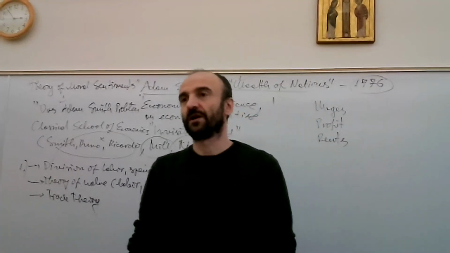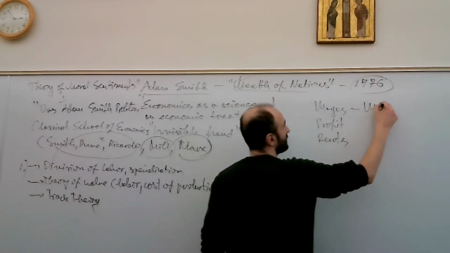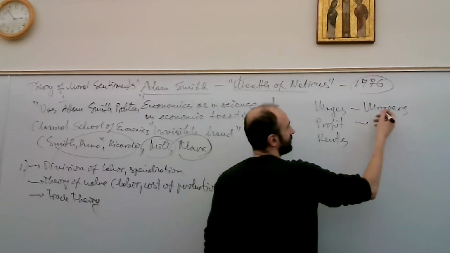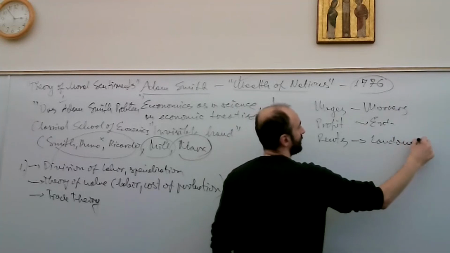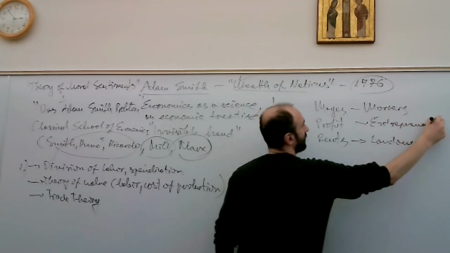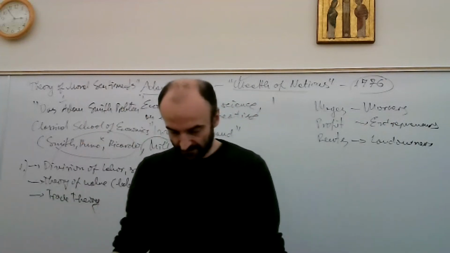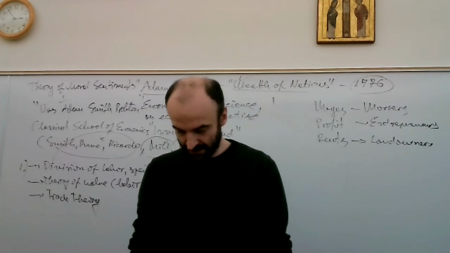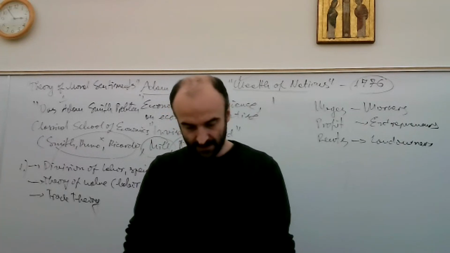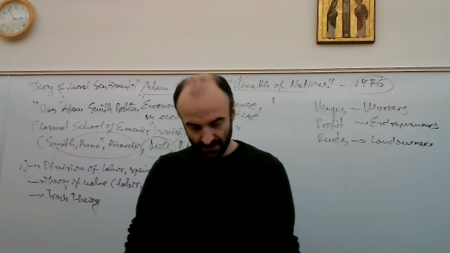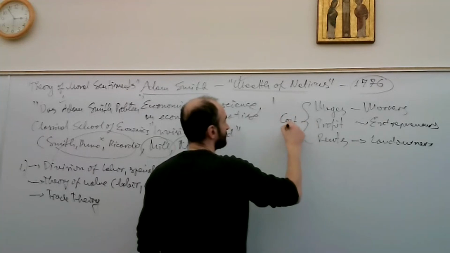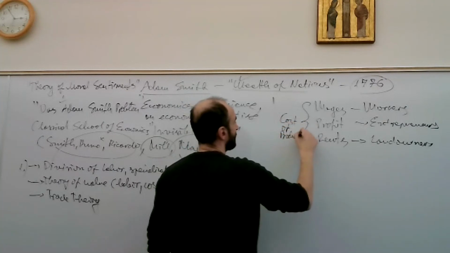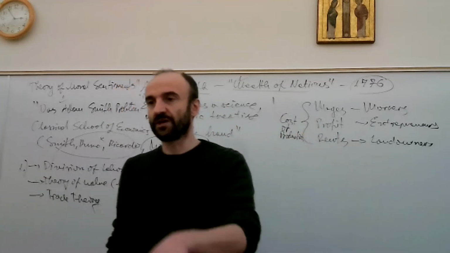Incomes that accrue to different productive agents. Wages to workers, profit to entrepreneurs, business people, and rents to landowners. So these are costs of production. Cost of production determine price.